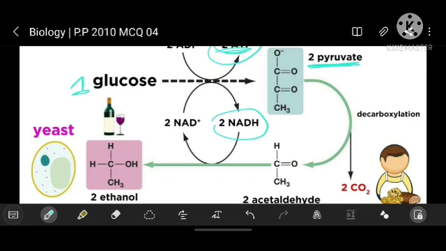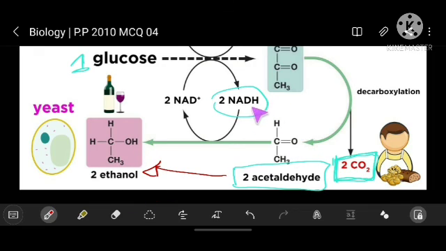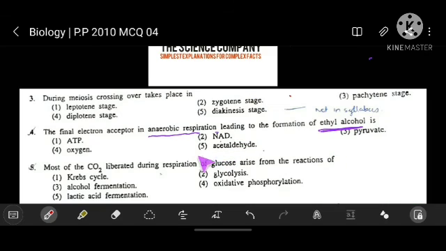Then this pyruvate is involved in two steps. In the first step, pyruvate is converted into acetaldehyde, releasing a molecule of CO2. In the second step, acetaldehyde is reduced to ethanol using NADH that is produced in glycolysis. Therefore, the final hydrogen acceptor in ethyl alcohol fermentation is acetaldehyde. So the answer for the question is the fifth one, acetaldehyde.